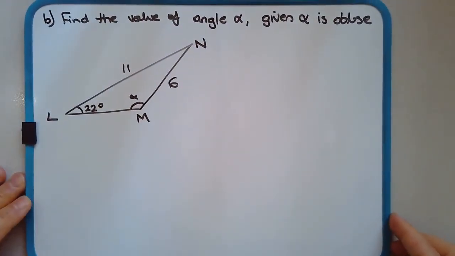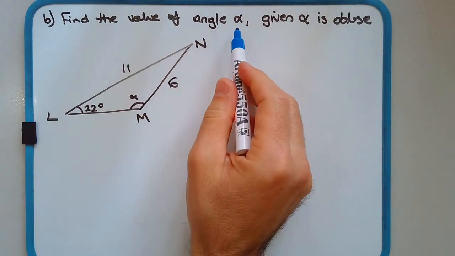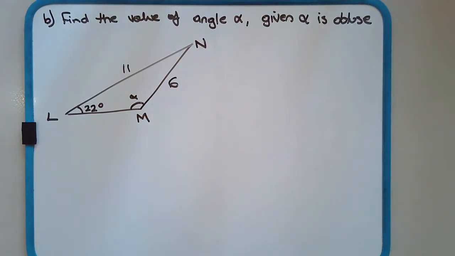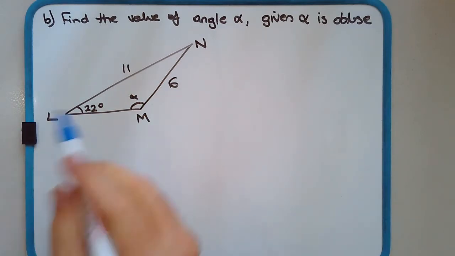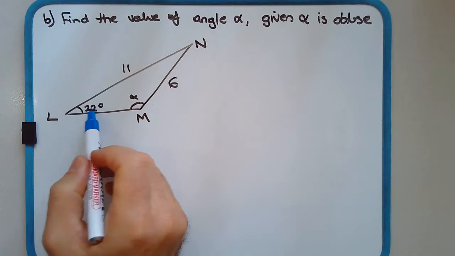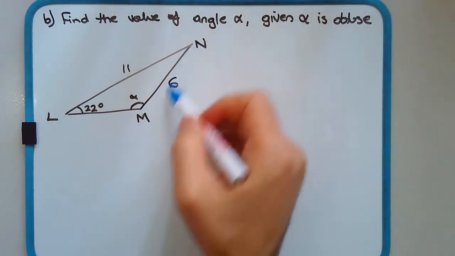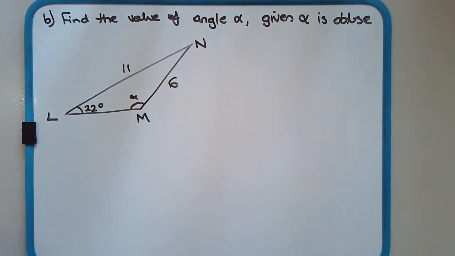Find the value of angle alpha given alpha is obtuse. Okay. We solve this the same way as example A. It's a non-right angle triangle. Try and look for those side angle pairs. And we do. We have angle L here, 22 degrees, and its opposite side, 6. So that's a known side angle pair.